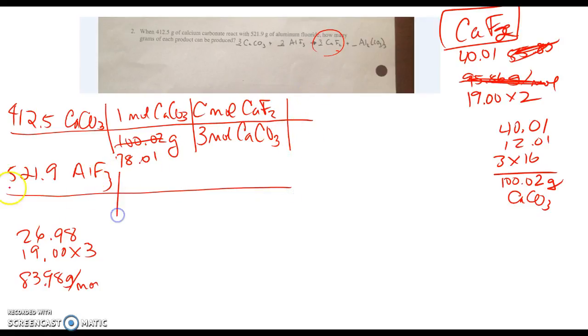Now I can stop there for moles. So let's go here now. For every 83.98 grams, I have 1 mole of AlF3, right? Yep. And then 2 moles of AlF3 for every 3 moles of CaF2. So let's look at the moles first. Whoops, what did I have here? This should be a 3. All right, so 412.5.